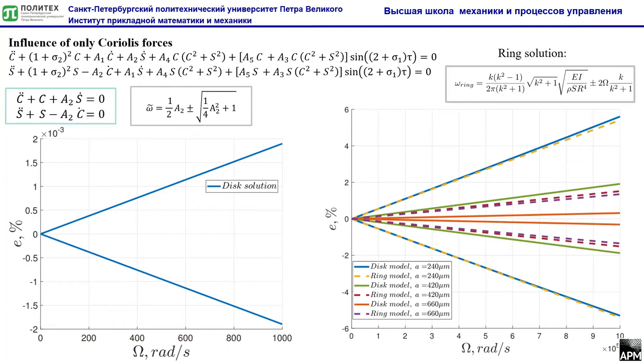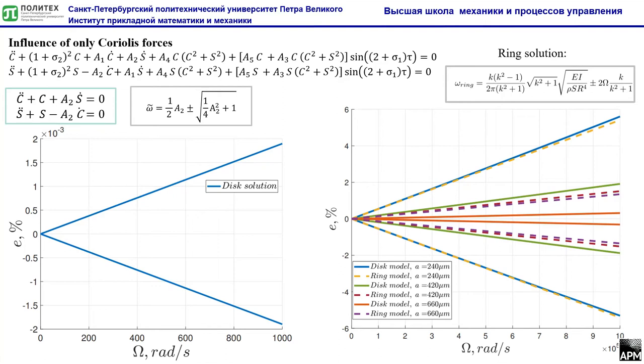Let us now consider the spectral problem for a disk resonator on a rotating base. We will study the effect of gyroscopic splitting on the basis of a discrete model. The resulting system is a system of two linear oscillators with gyroscopic coupling. The new frequencies of such a system are given by the formula presented on the slide. As you can see from the formula, frequency splitting occurs.